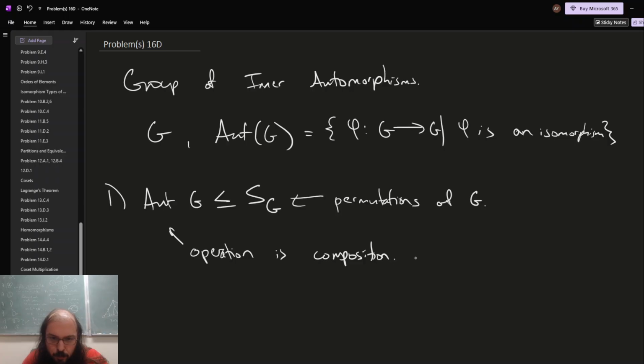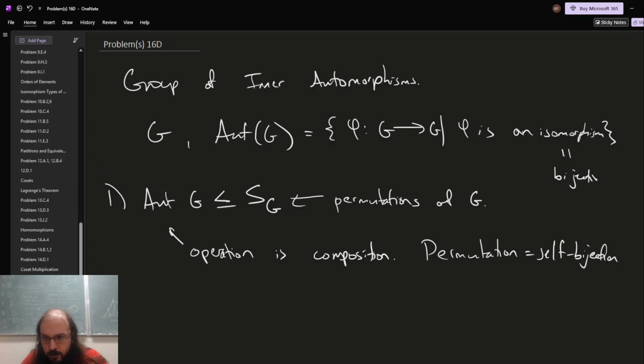So to see that it's a subgroup, what that means is I have to see that every element of Aut G is a permutation of G. Well, a permutation means a self-bijection. And an isomorphism is a bijective homomorphism. And so there it is, right? This is a self-bijection. Great, we did that part. We unraveled the definitions to see that that's true.